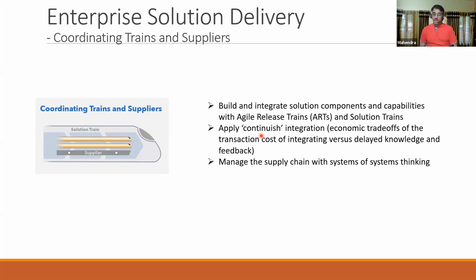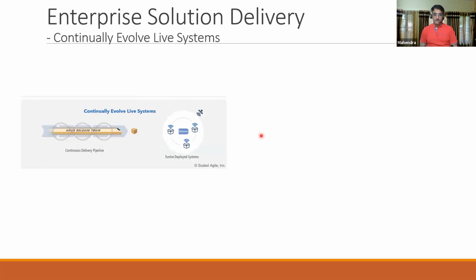And you need to have systems thinking to manage the supply chains as well. The third dimension here is that systems continually evolve and it's a live system. So you evolve the deployed systems over a period of time. So you build a continuous delivery pipeline and you evolve it over a period of time. I'll take a pause for any doubts on these two dimensions, agile project delivery and enterprise solution delivery.